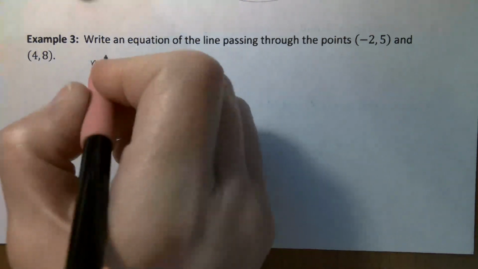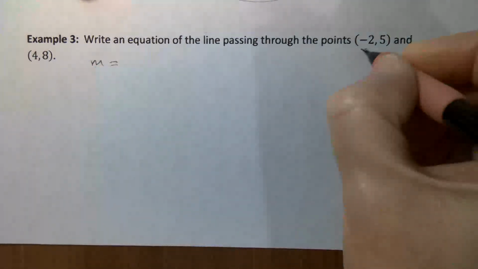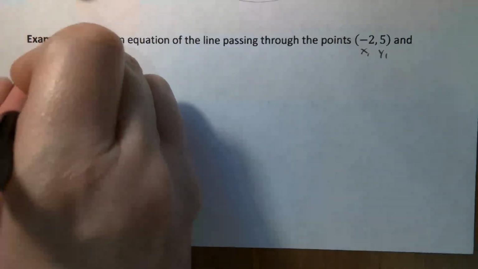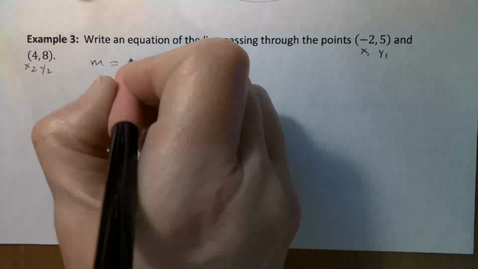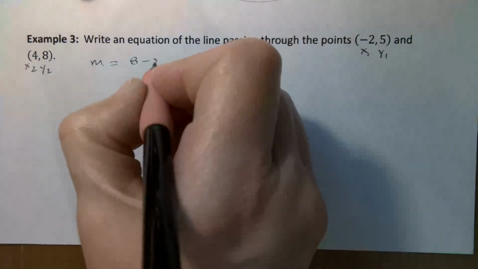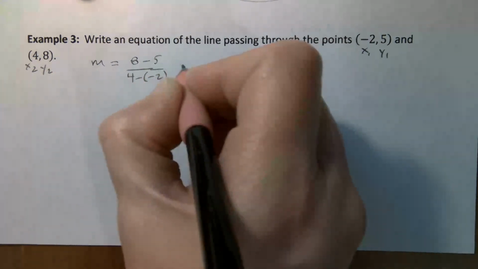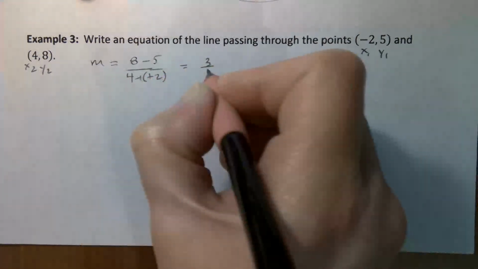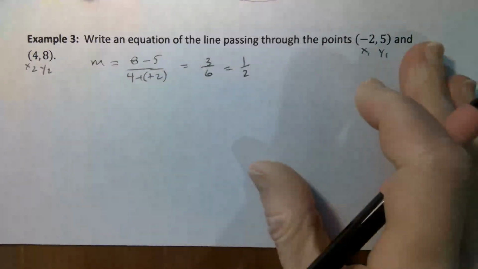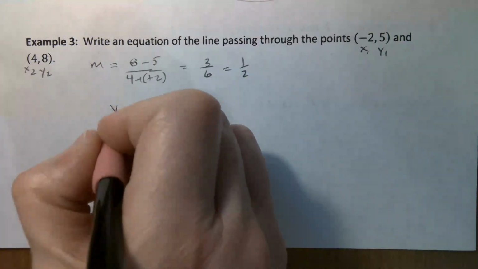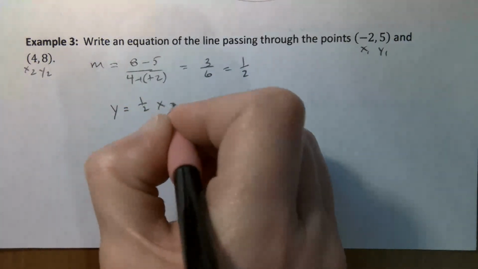Okay, so I'm going to call this x1, y1, x2, y2. Doesn't matter which is which. So I'm going to have 8 minus 5 over 4 minus -2. So that gives me 3 over 6, which is 1/2. So there's my slope. So I have y equals 1/2 x plus b.